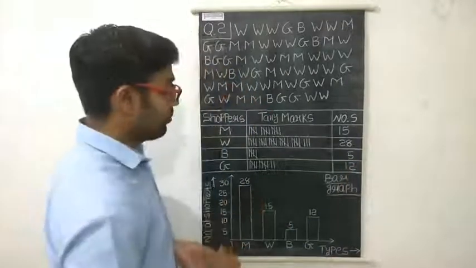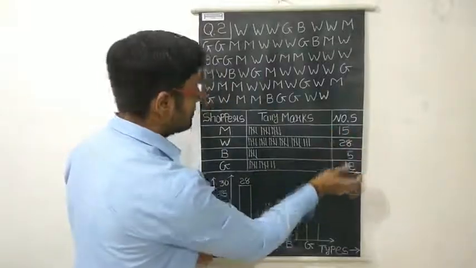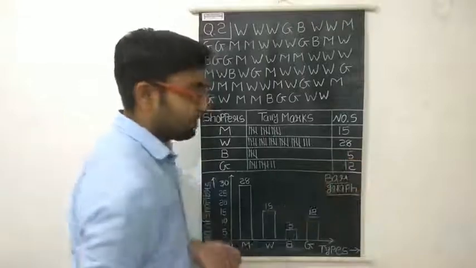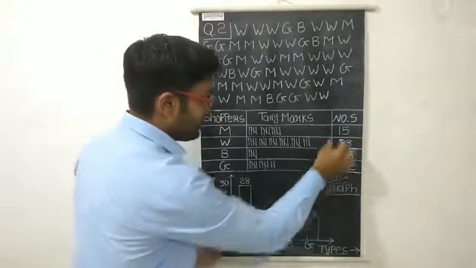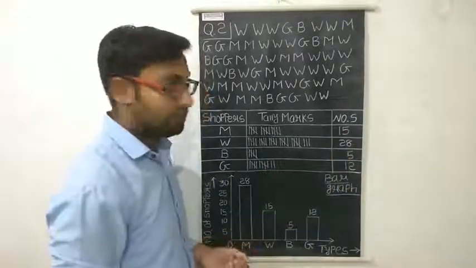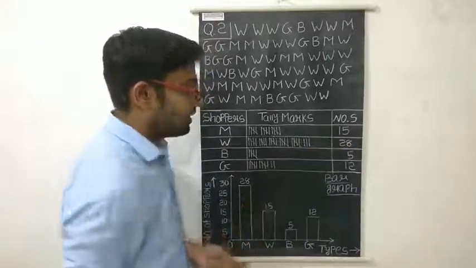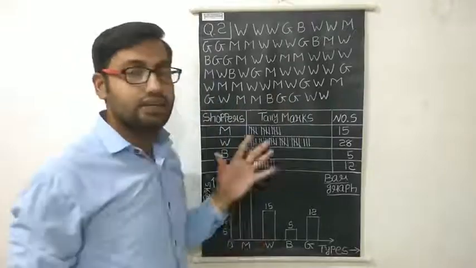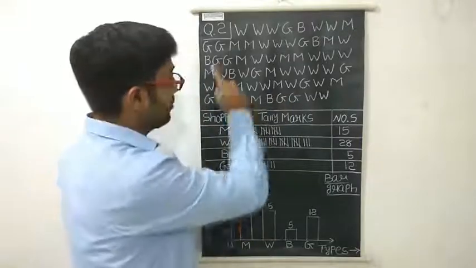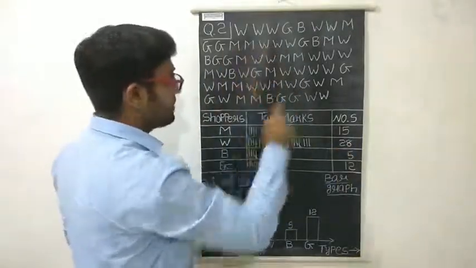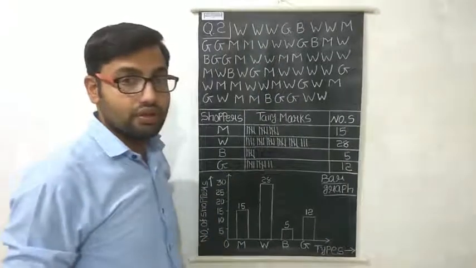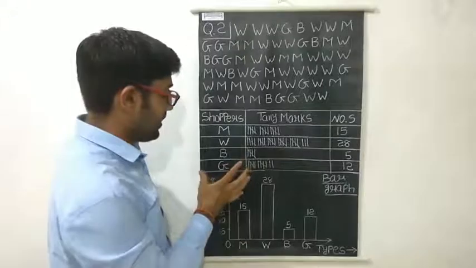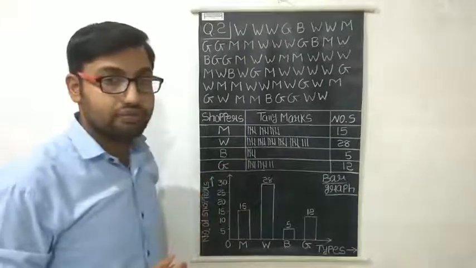Now you can compare this total with this. The total will be 28 plus 12, that is 40, and 15 plus 5, that is 20. So 40 plus 20 is 60. So the total number of data, this raw data, is 60. You can also cross-check with this data. Now we have to represent this data in a bar graph.